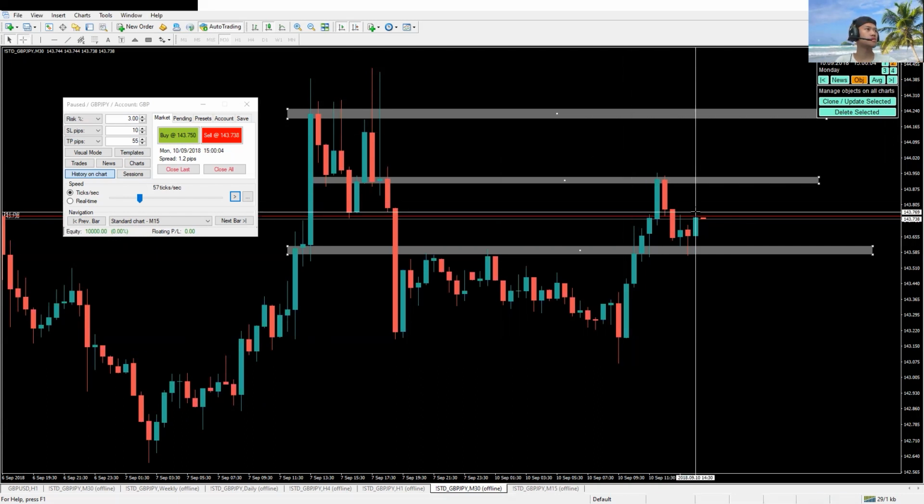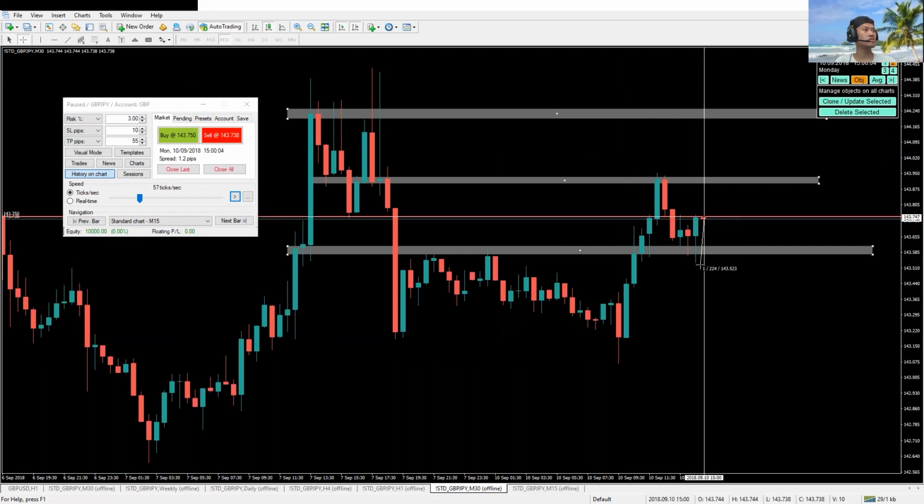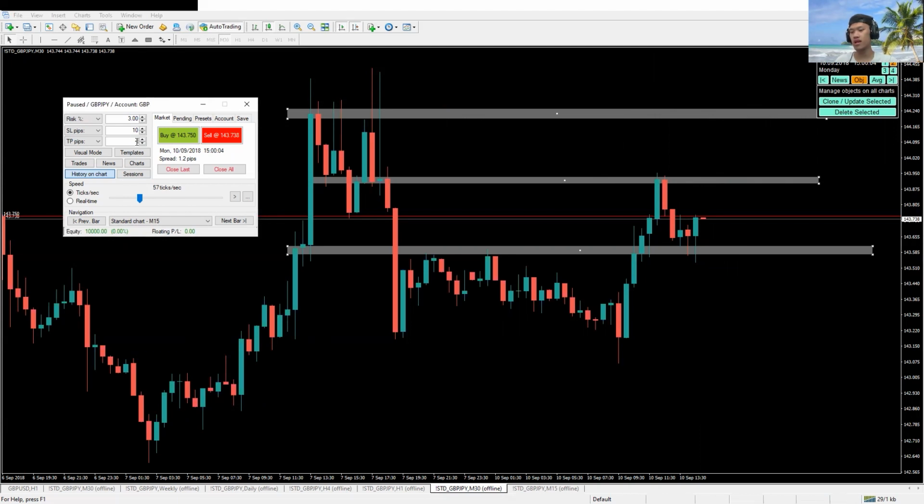All right, let's see. Let me take entries. 22 pip stop loss, or a nice 50 pip TP. Our TP is up here, right? Actually, no, let's go 48 pip TP. All right, so 48 pip TP. Stop loss is 22 pips, 23 pips with spread. Risk, we're gonna risk about 3%. All right, I usually risk around 1 or 2%.